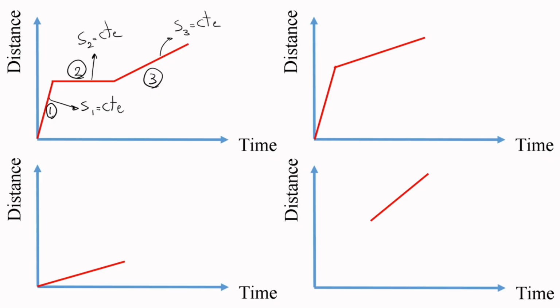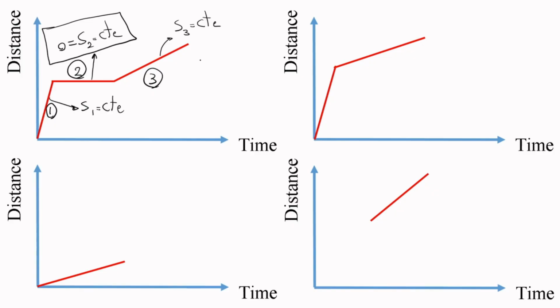What else can I realize from this graph? According to key point 2, when we have a straight horizontal line, look, in the second part I have a horizontal line. It means the value of the speed is equal to 0, really simple. And let's compare the speed of the first part and the third part. Which one has higher slope?